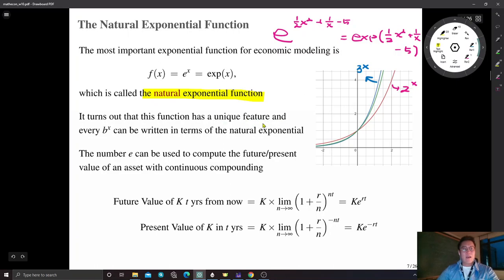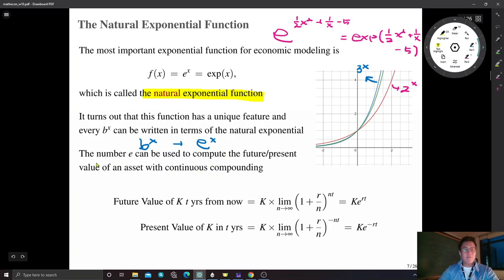And furthermore, every exponential function, b to the power x, can be represented by this exponential function. So we can convert b to the power x to e to the power something x. Every property of b to the power x comes from the exponential function, so it's enough to study the natural exponential function. Now we are going to focus on this e to the power x.